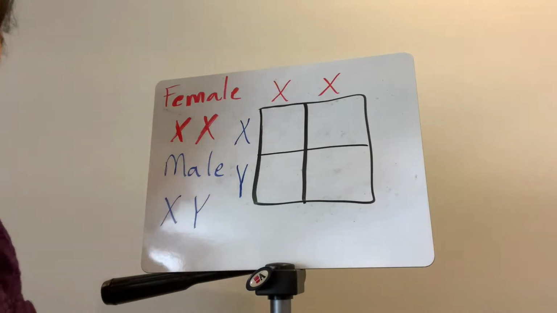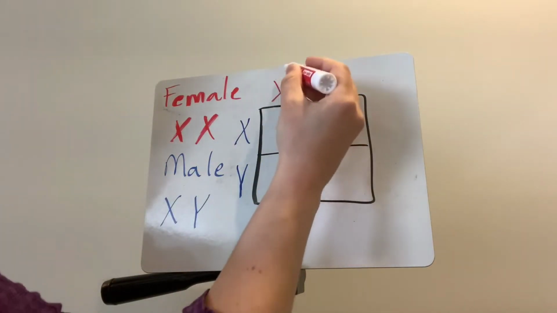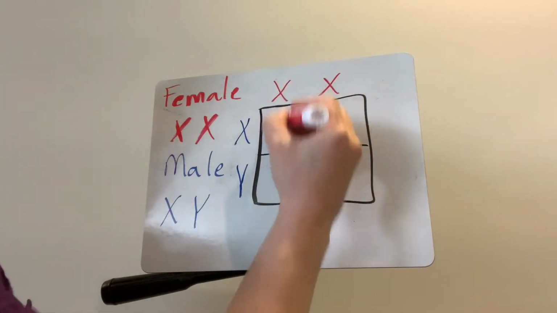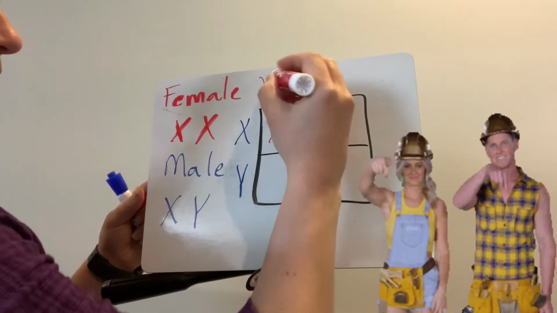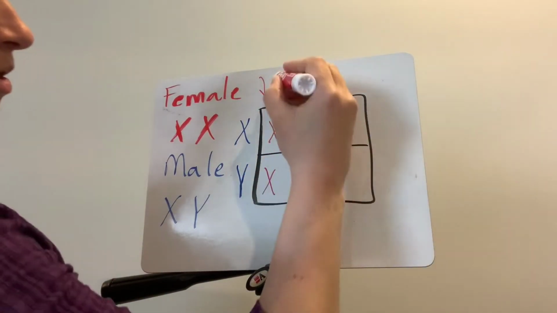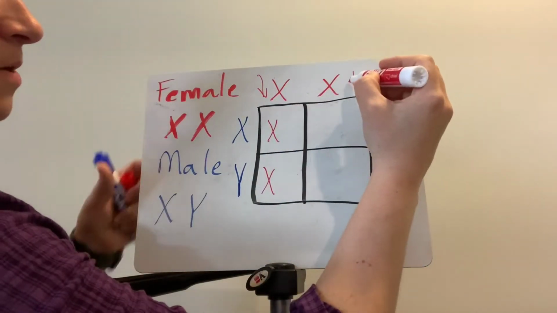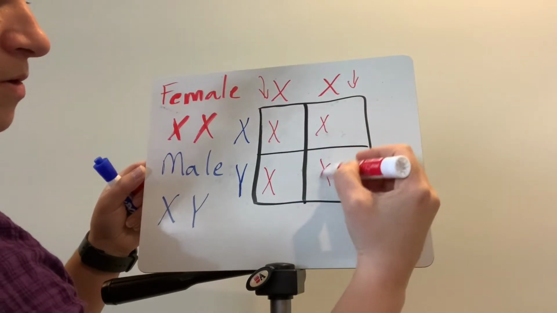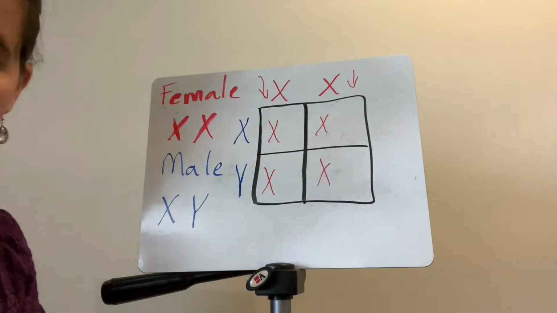Now, all you have to do with a Punnett square is you just have to take your alleles and you just got to drag them down or drag them across. Okay, so we're going to start with this one first. This X is going to go down. It's going to go here and here. Boom, boom. Okay? This X is going to do the same thing. It's going to go here and here because it's being pulled down. So they're just being pulled down into the grid spots below them.